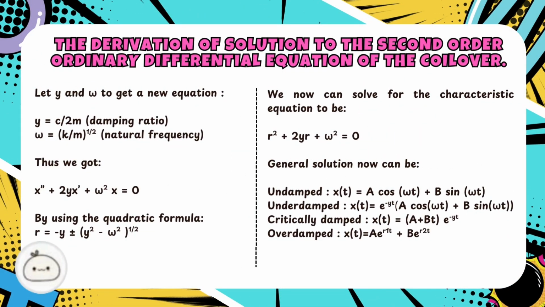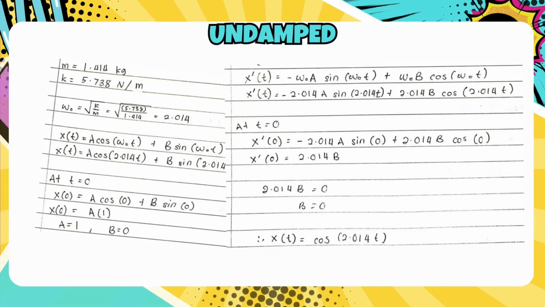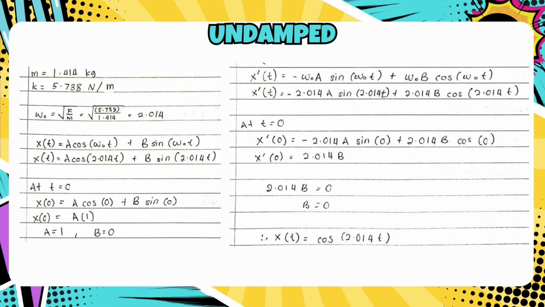By substituting damping ratio and omega, we solve the characteristic equation and classify the four types of damping with their respective general solution. For undamped, we will find natural frequency first and we get 2.014. Next, using the general solution equation for undamped, we let t equal to 0 and we get a equal to 1. Next, we will differentiate x(t) and let t equal to 0 into x'(t). So we get 2.014b and we get b equal to 0. Finally, we get the equation for undamped, x(t) equal to cos 2.014t.